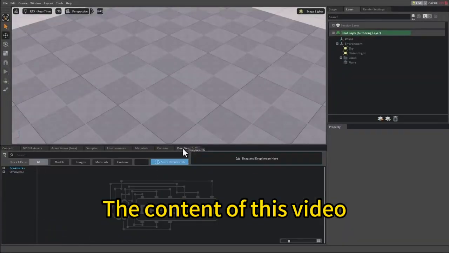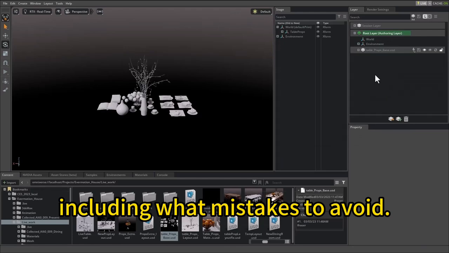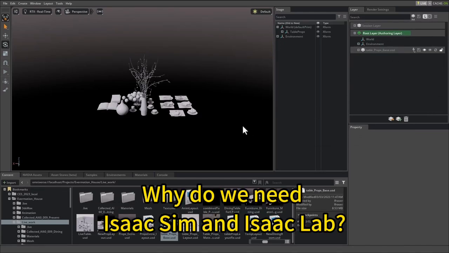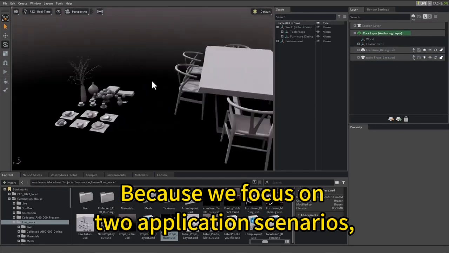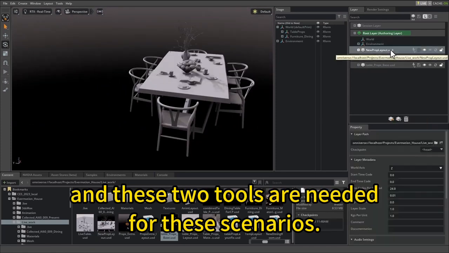The content of this video is how to correctly install NVIDIA's Isaac Sim and Isaac Lab, including what mistakes to avoid. Why do we need Isaac Sim and Isaac Lab? Because we focus on two application scenarios, and these two tools are needed for these scenarios.